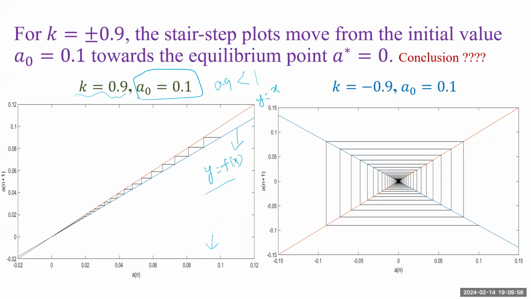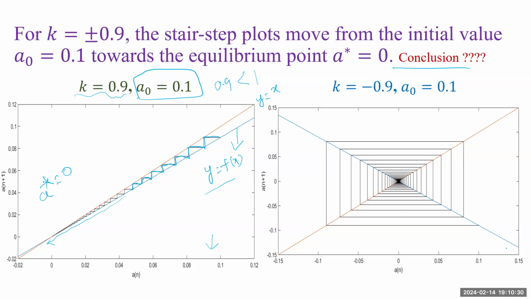So this is the starting point a naught, moving along a horizontal line, then a vertical line, horizontal, vertical, horizontal, vertical, it keeps moving. What happened? It reaches a star, and a star is equal to 0. This state step is going down towards the equilibrium point. So in such a case, we can conclude that the solution is asymptotically stable.